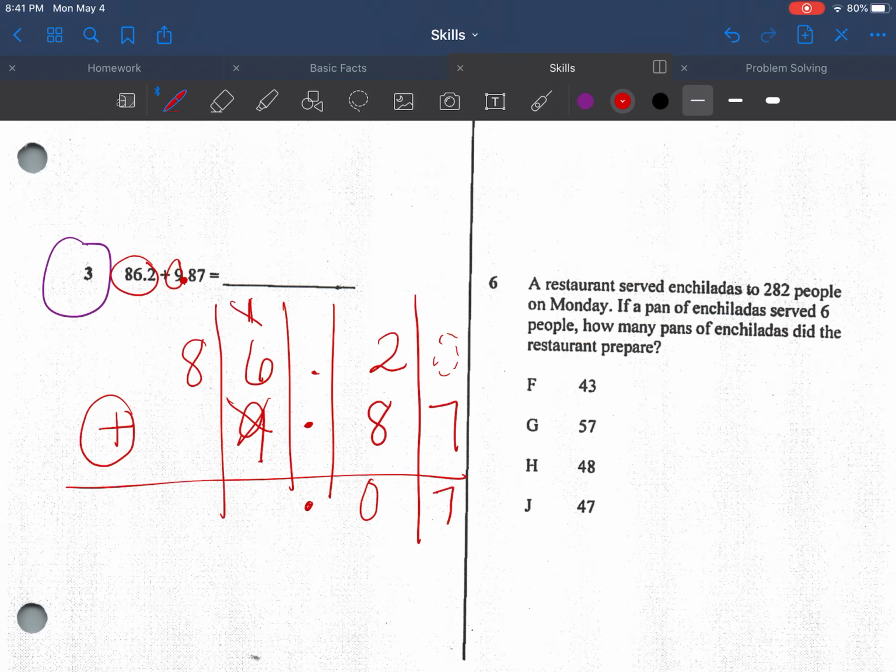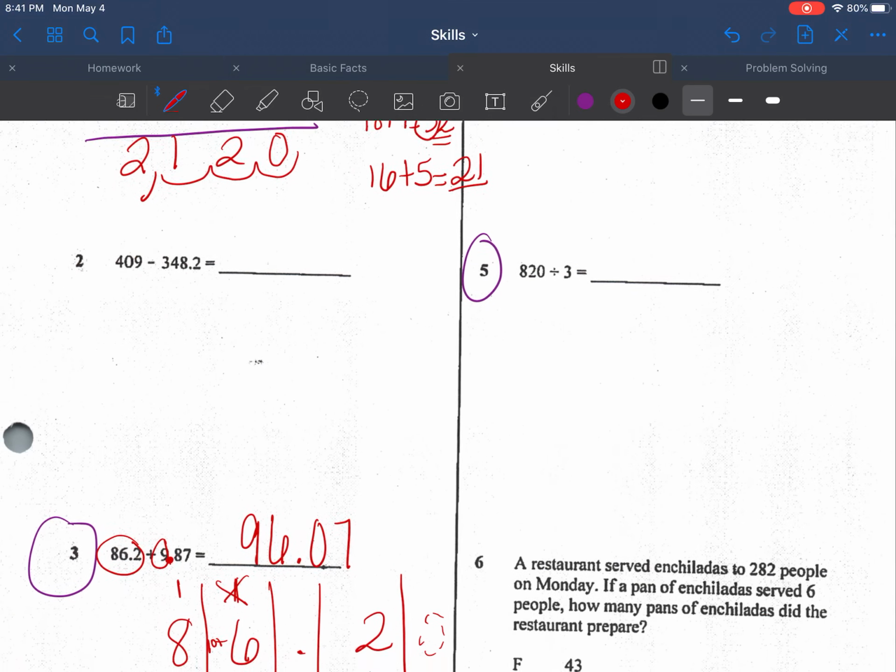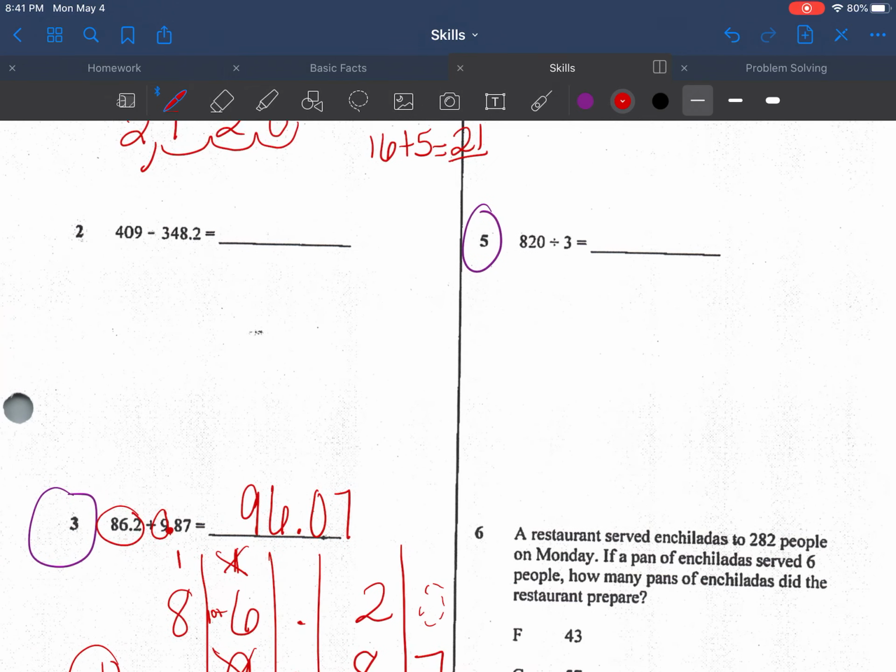There is nothing here, so I can put an imaginary 0. 0 plus 7 equals 7. 8 plus 2 equals 10. Bring down my decimal. 9 and 1 make 10. 10 plus 6 equals 16. Regroup. 8 plus 1 is 9. So my sum is going to be 96 and 700ths.